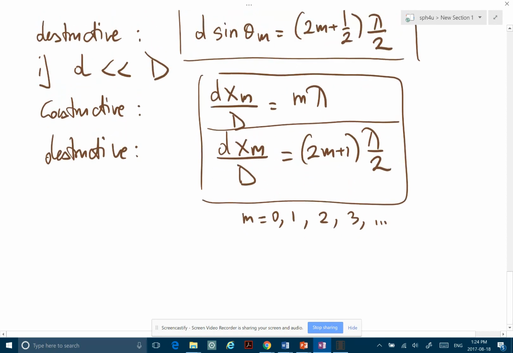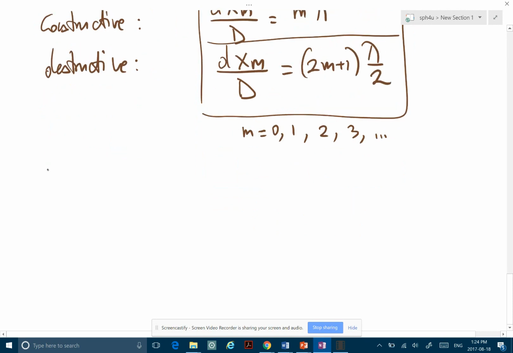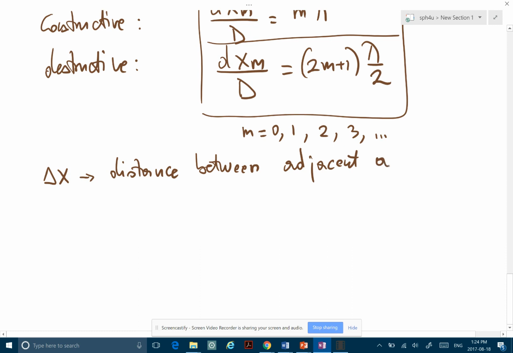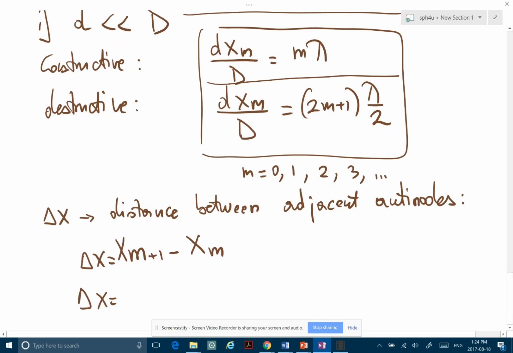One more thing here. What is delta x? Delta x is the distance between adjacent antinodes, for example, and the nodes will be the same, by the way. If I were to find that, I'll do the following. Delta x is, for example, x_(m+1) minus x_m. I'm going to use this equation here, d x_m over D equal to m lambda, to solve it.